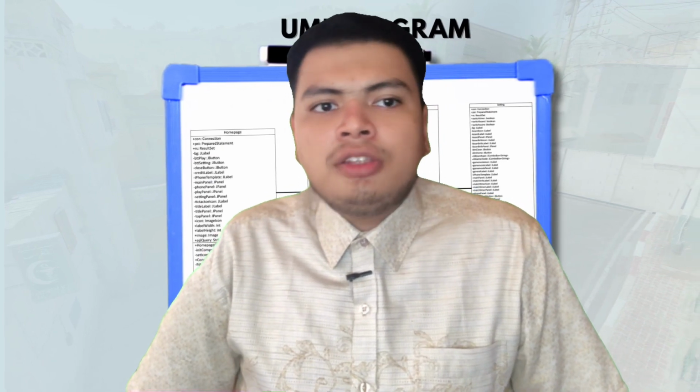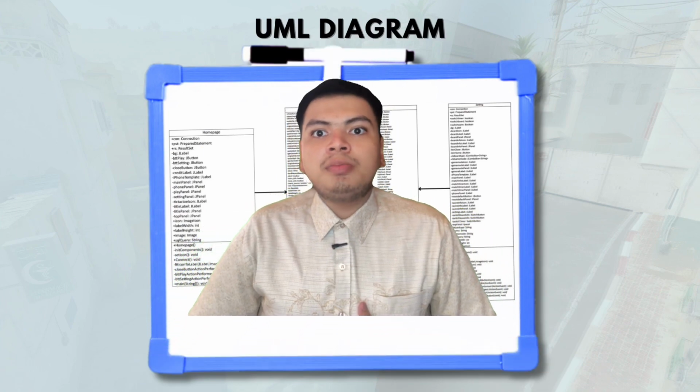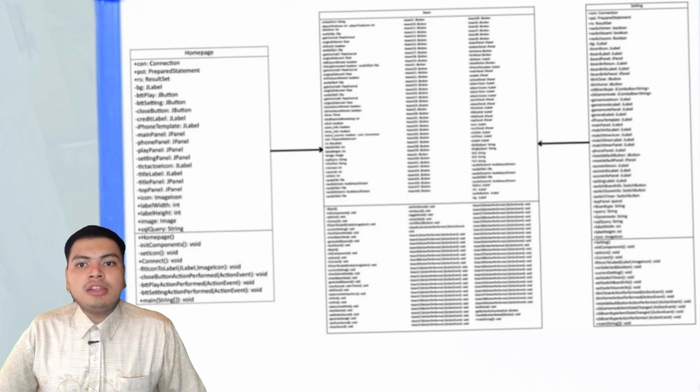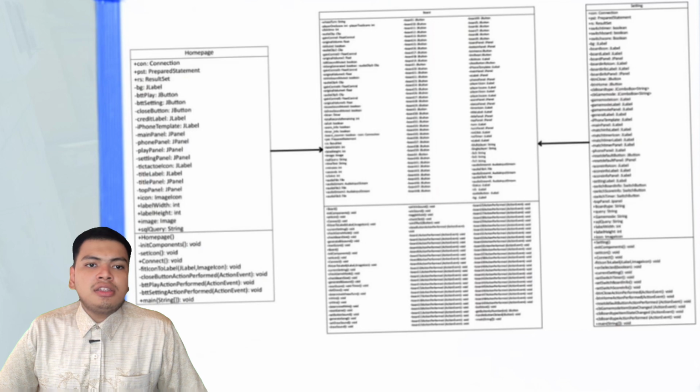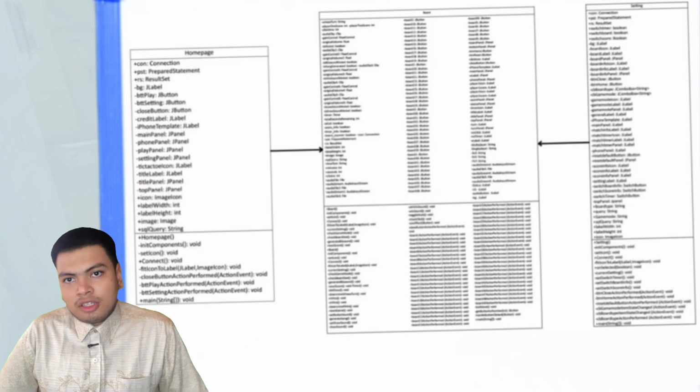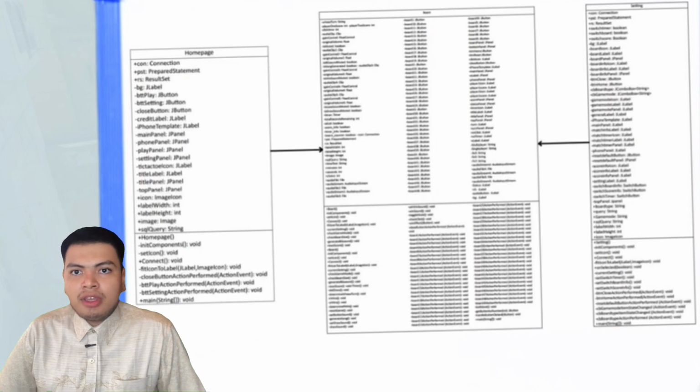So as we can see, there are three classes in our project that we have implemented. The first class is Homepage, the next is Board, and the last one is Setting. The Homepage class extends the Board class, and the Setting class also extends or inherits the Board class. So we can conclude that in this project we have implemented hierarchical inheritance. This is an example of hierarchical inheritance.